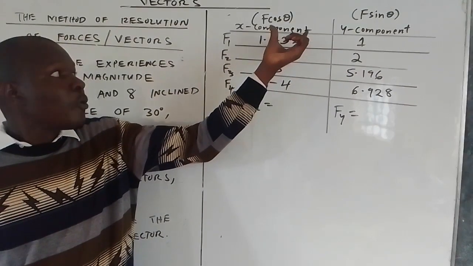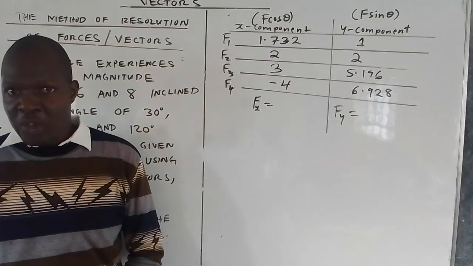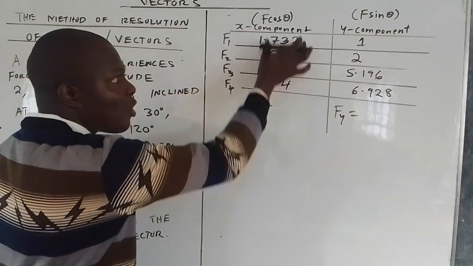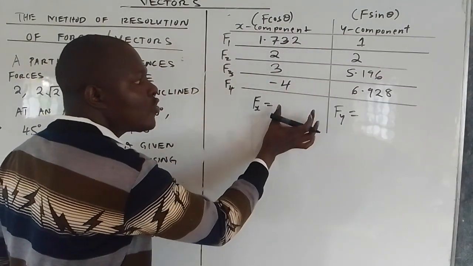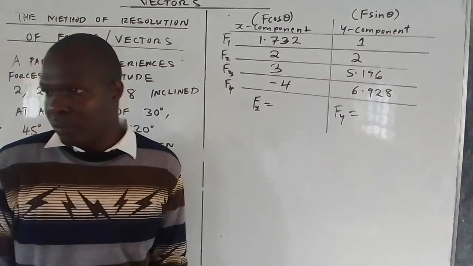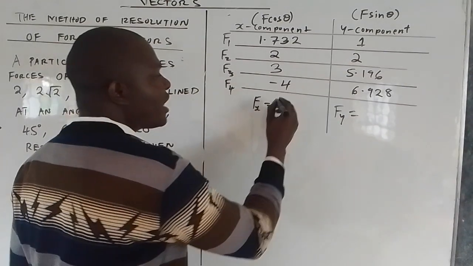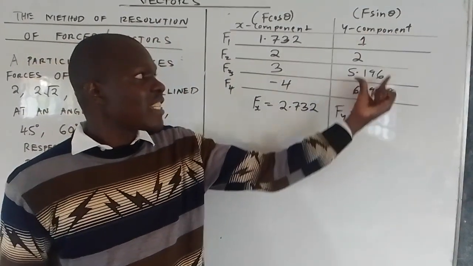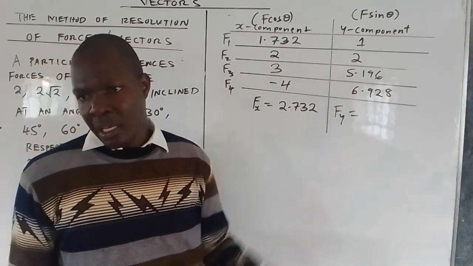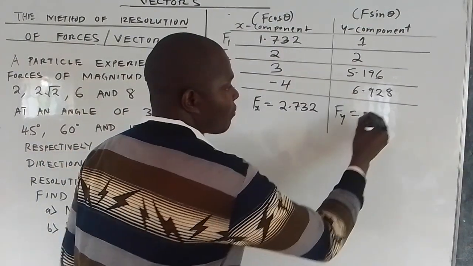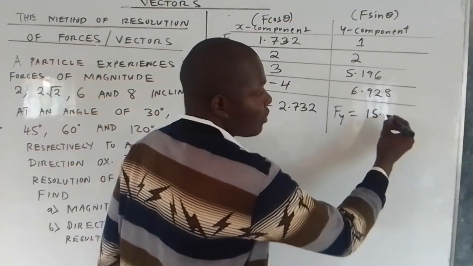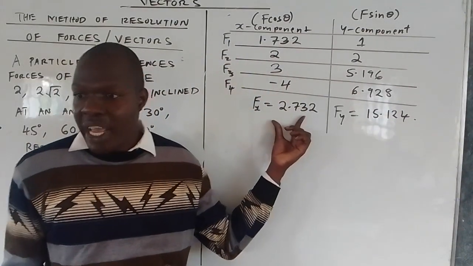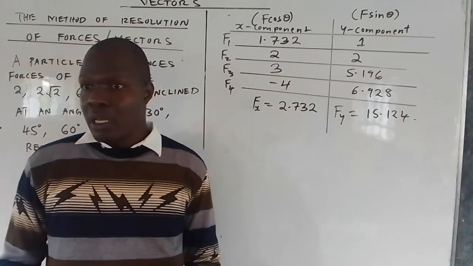Now, for the resultant x component, you use the parallelogram law, meaning you add all the x components. Are you seeing that? So if you add all the x components, what do you get to be the resultant x component? 2.732. Then what do you get to be the resultant y component? You add all the y. 15.124, isn't it? So you found the resultant x component and the resultant y component.